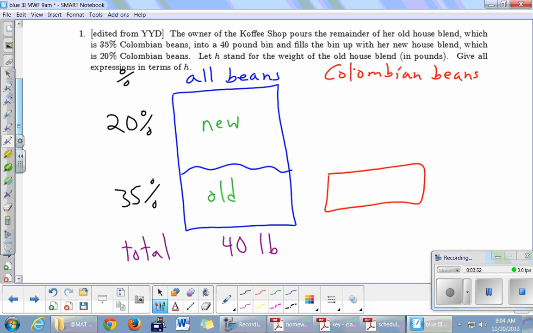Now what we need to do is, oh, there's one more thing that we were going to put in. This H, where does it go? Yeah, it says H is the weight of the old house blend. Is H just the Colombian beans, or is H all the beans in the old house blend? It's all of them. So then right down in here, H is the number of pounds in the old house blend.